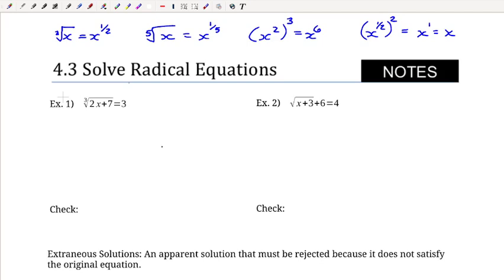So let's get down to the actual solving of equations. For example, number 1, I'm looking at the cube root of 2x plus 7 is equal to 3. And remember that when I'm solving equations, I'm actually doing reverse GEMDAS. GEMDAS stands for grouping symbols, exponents, multiplication, division, addition, and subtraction. So when I'm trying to solve this, I'm going backwards.